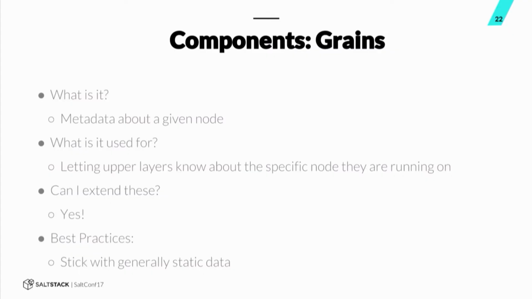You can extend grains. You can make custom grains and do whatever you'd like in there. But some things to keep in mind with that: the grains at the core are really intended to be more or less static metadata about the host. So you wouldn't want to put things in here about current load or current CPU utilization, because those won't be refreshed frequently enough. The grains only get refreshed pretty infrequently.